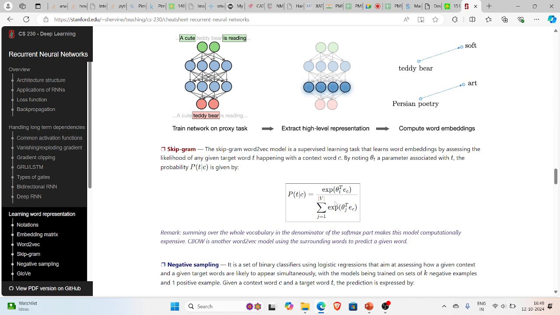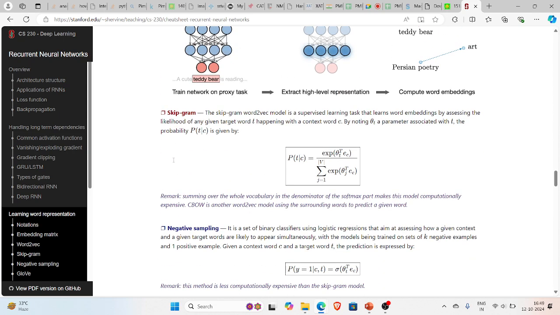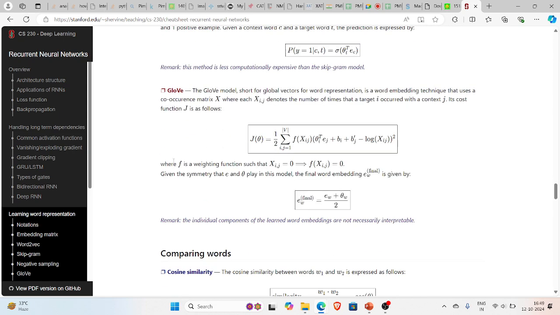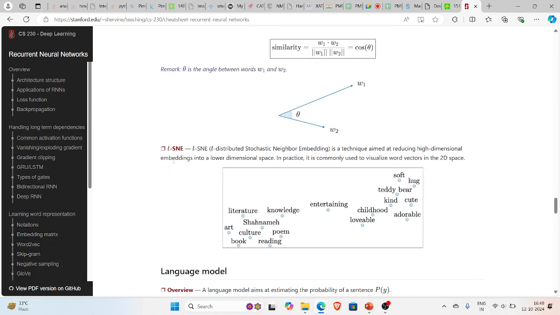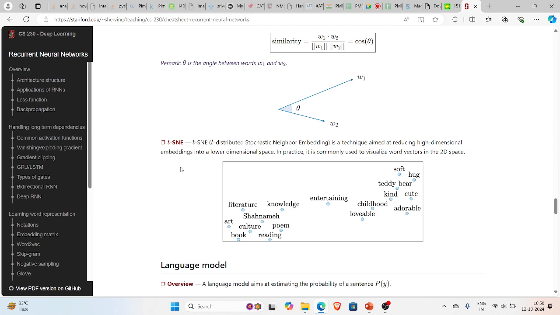And to calculate this hidden representation at H1, H0 has to be input, right? There are some hidden terminologies like skipgram, negative sampling, and GloVe embeddings. These are there, you can check these out.